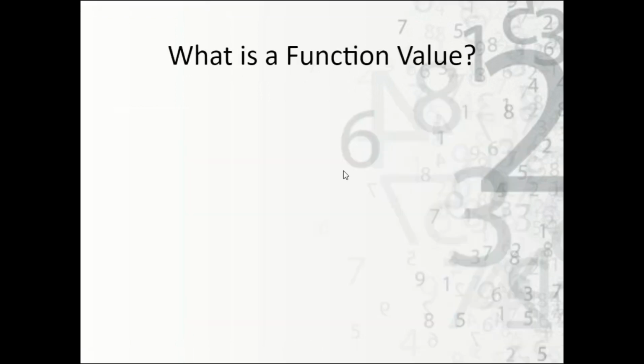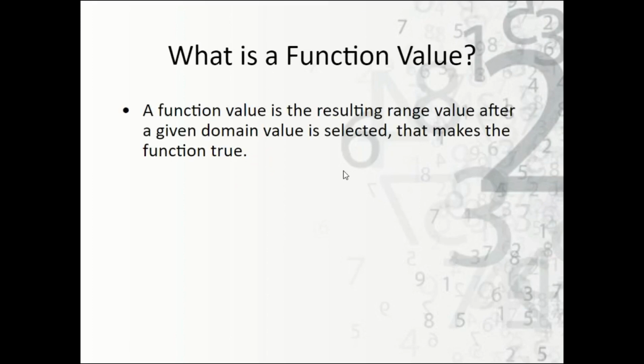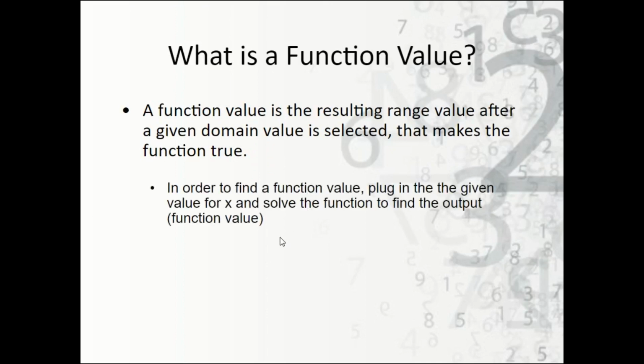Now, what is a function value? A function value is the resulting range value, so the y value, after a given domain value is selected that makes the function true. So in order to find a function value, we're going to plug in the given value for x. Whatever they tell us they want for x, the function value is the result or the output. So for instance, if I have f of 3 is equal to x minus 5, all that means is I'm going to take 3 and plug it in, and then the result is what we call the function value. So we plug 3 in for x, and we get 3 minus 5, which is negative 2. So negative 2 is my function value.